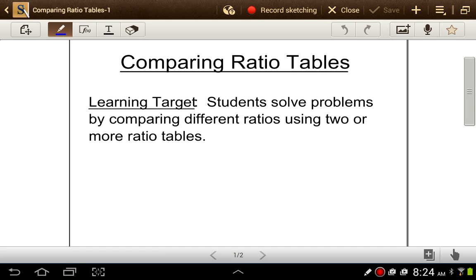Alright, so make sure that you understand that and got that written down. If you need to pause, go ahead. Otherwise, I'll be moving on to the next screen.